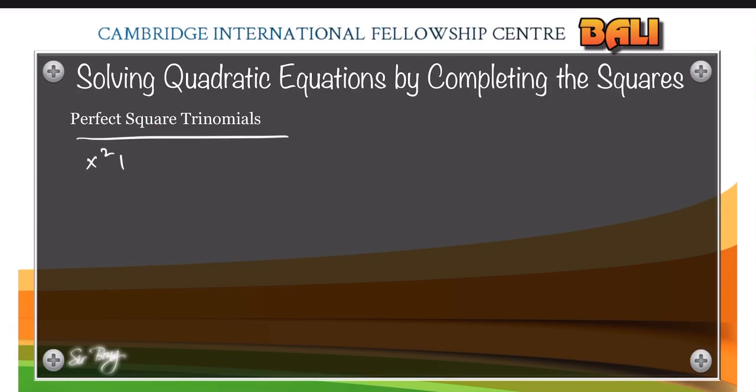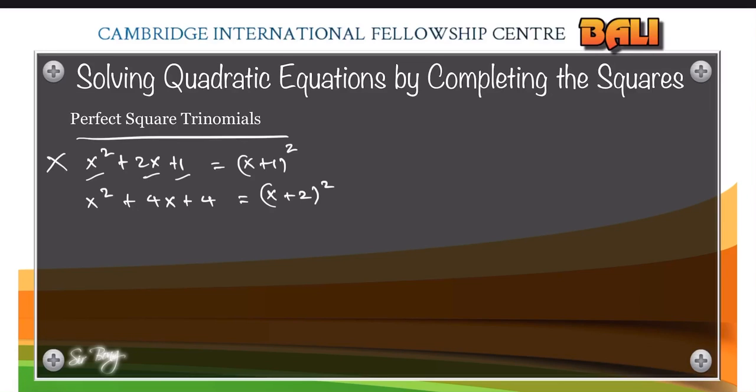We have x squared plus, say, 2x plus 1. This is a perfect square trinomial. Trinomial in the sense that it has three terms: one, two, three. Perfect because it can be expressed as x plus 1 times x plus 1, or simply x plus 1 squared. Another perfect square trinomial is x squared plus 4x plus 4. This is equal to x plus 2 squared.